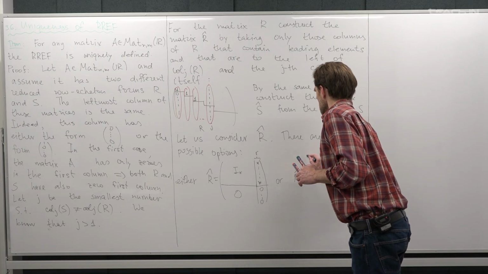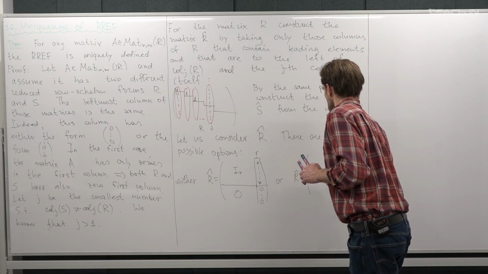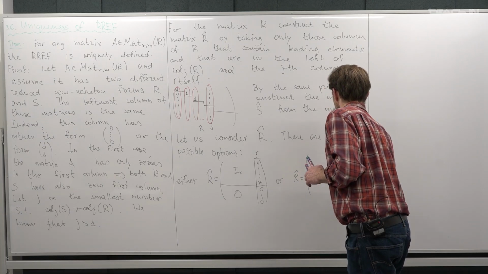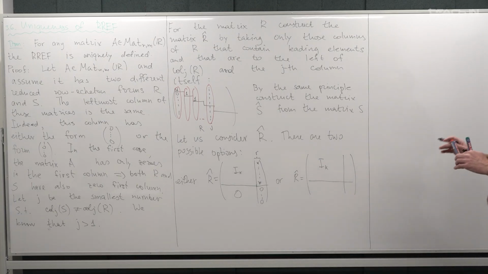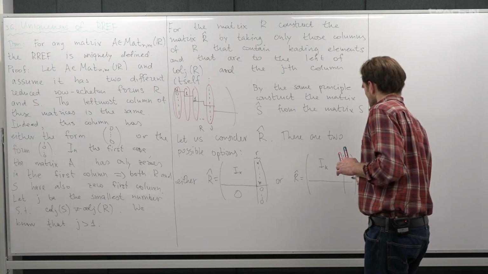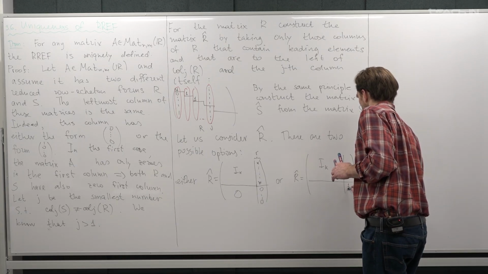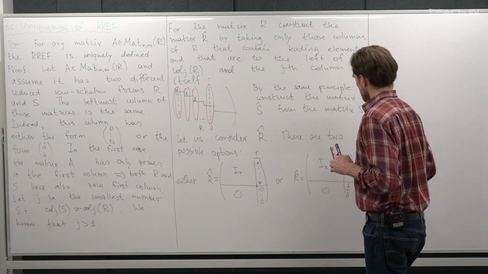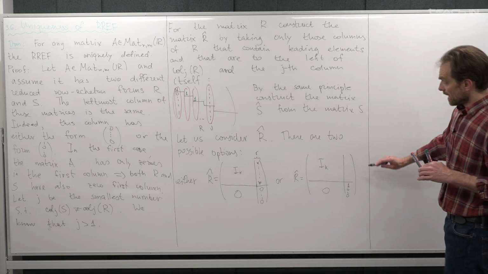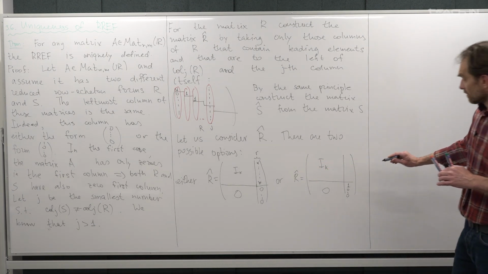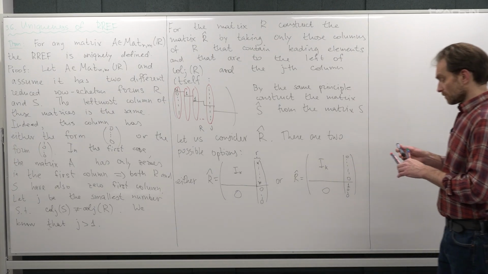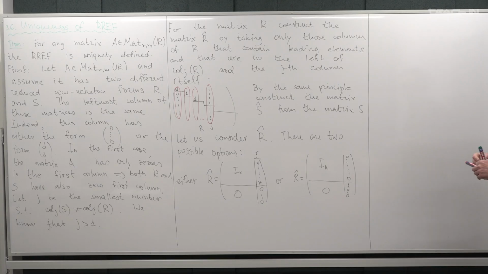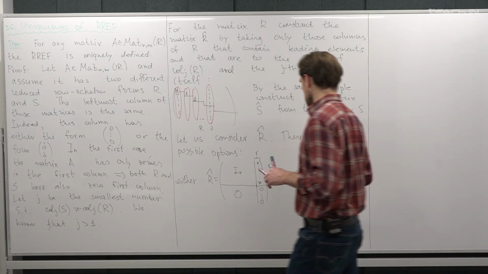Another option is that we still have the identity matrix of the size k by k here. We have 1 here, then we have zeros here. But in this case, since this matrix has the reduced row echelon form, we should have only zeros here. So there are two possible options for this matrix.